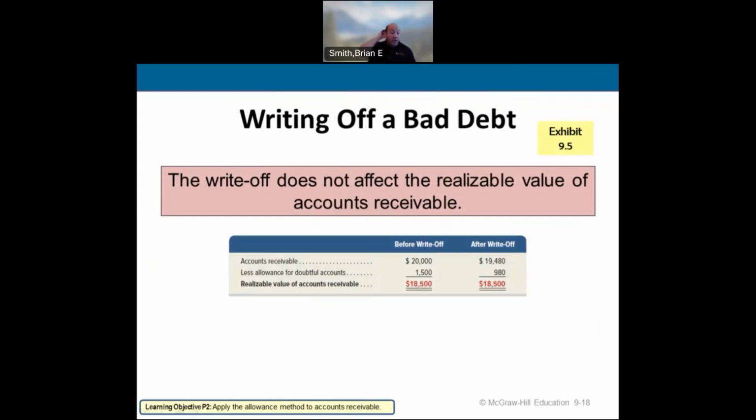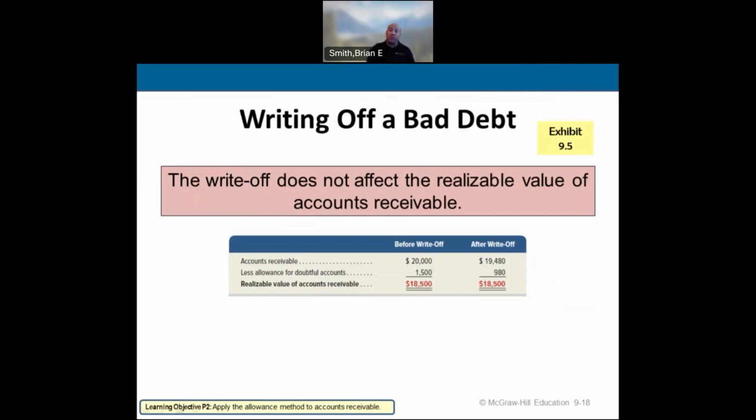Yeah, no, this is exactly what I'm trying to show you, is that before the write-off method, we had a net realizable value of our accounts receivable of $18,500. After the write-off, we still have $18,500 because we've already expensed it. So our accounts receivable is going to go down, but so is our allowance for doubtful accounts by the same amount. Thus, we're not going to be changing what we're showing on our balance sheet. It's still going to show that $18,500. That's why we use this method, because we're basically saying at the date of the balance sheet that $18,500 is what we're going to collect.